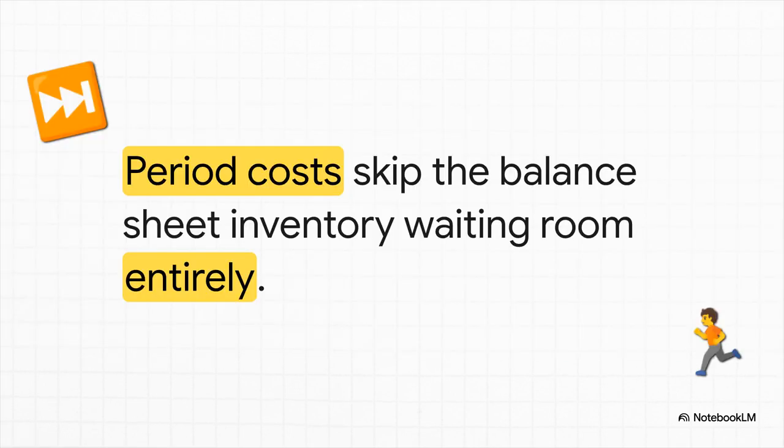Period costs, meanwhile, completely bypass that balance sheet waiting room. Think about a massive marketing campaign. It doesn't sit in a work in process account. It just hits the income statement the very period it happens, regardless of whether you sold one single unit or 1 million units that month.